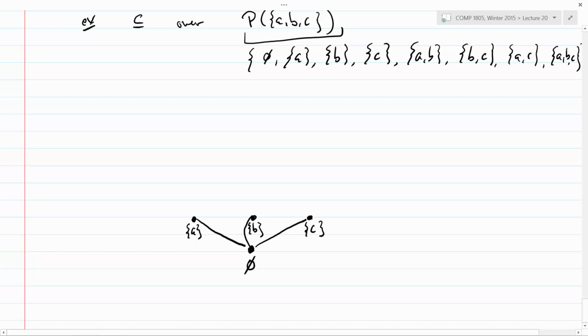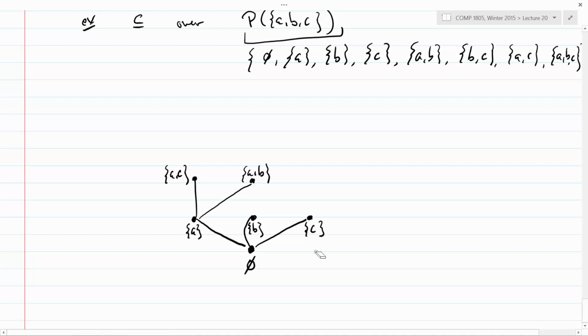All right, so now let's get a little bit bigger. What is A a subset of? Well, A is a subset of AC. It's also a subset of AB, so I can do those connections.